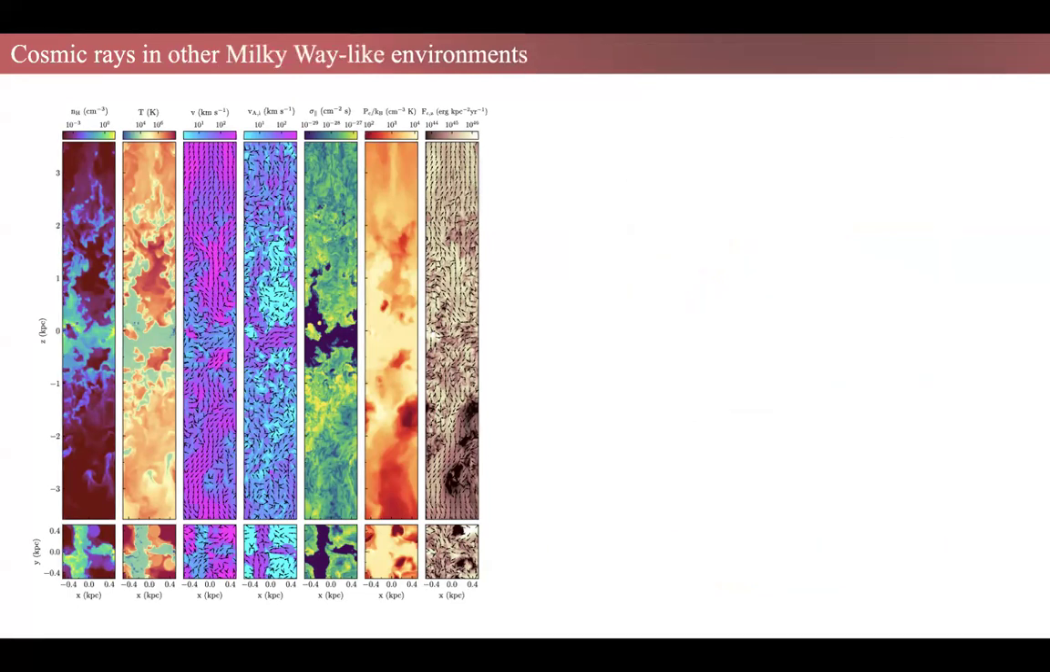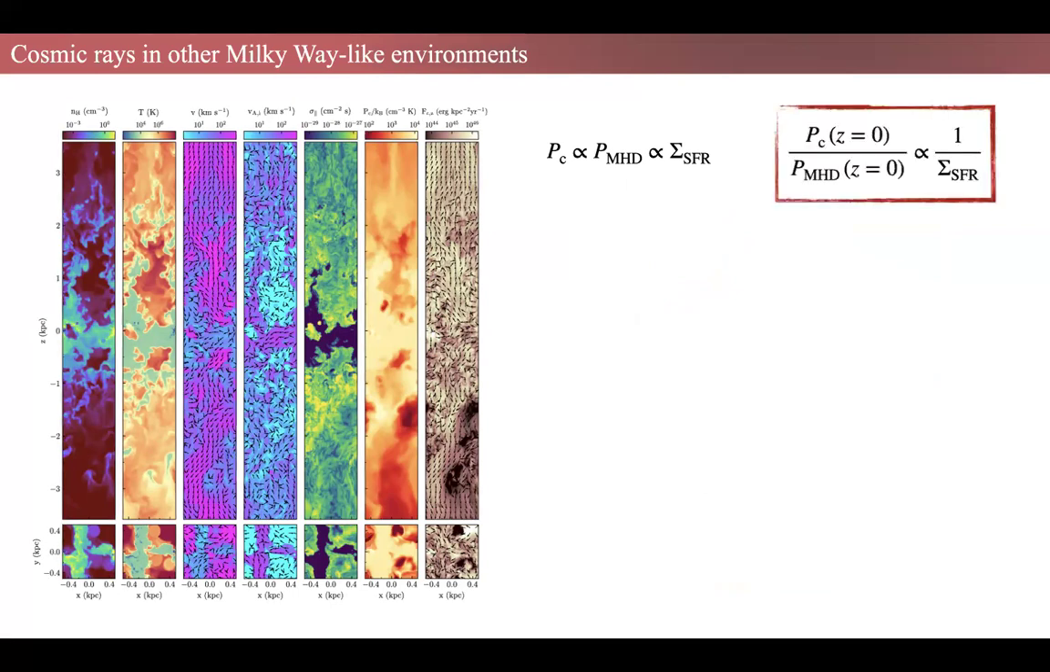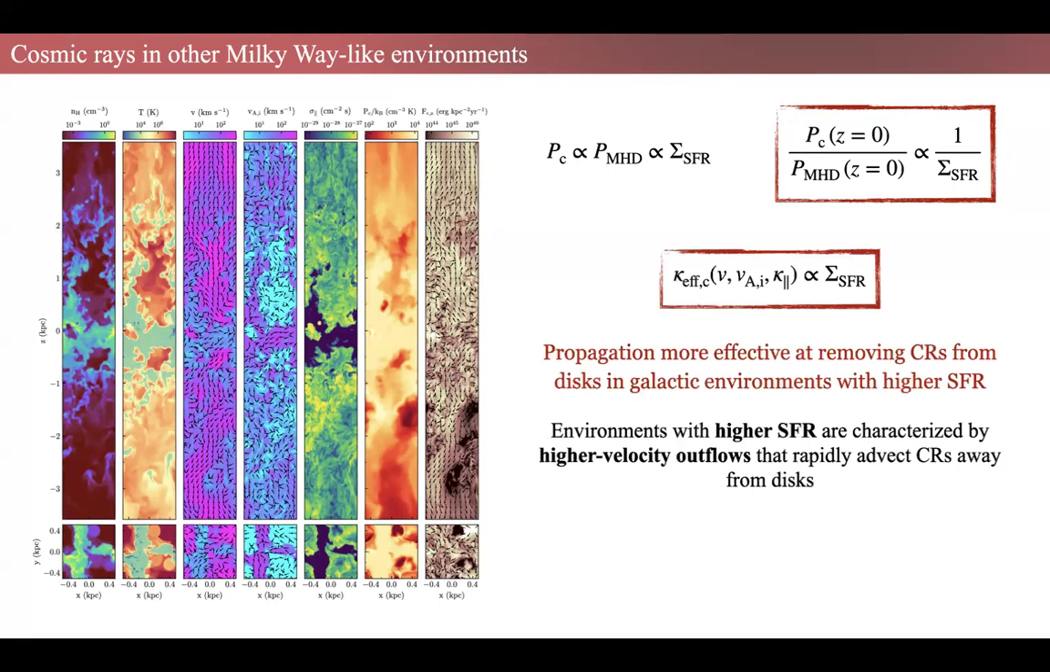And now, moving to the other two environments investigated in our work, we find that the cosmic ray pressure as well as the MHD pressure is proportional to the star formation rate surface density. However, the ratio between the mid-plane cosmic ray pressure and mid-plane MHD pressure is inversely proportional to the star formation rate surface density.